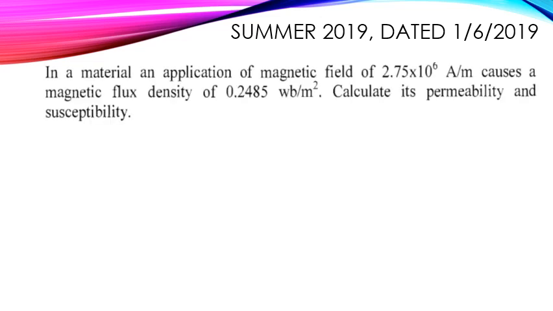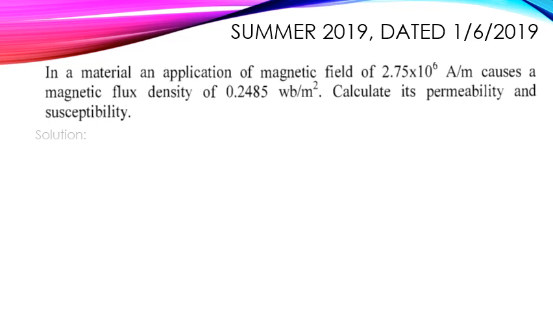Now we'll see the next question, that is from the end semester examination of year 2019. And the question is, in a material, an application of magnetic field of 2.75 × 10^6 ampere per meter causes a magnetic flux density of 0.2485 Weber per meter square. Calculate its permeability and susceptibility.